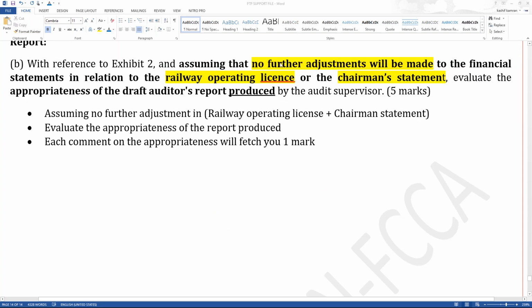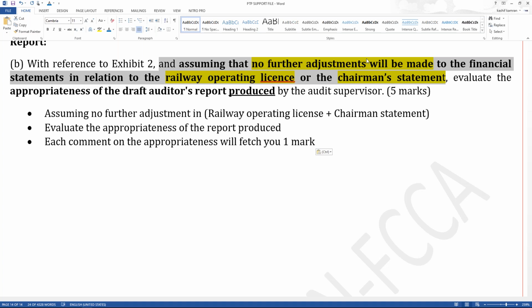Okay, now look at the second part. With reference to Exhibit 2, assuming no further adjustment will be made to the financial statement in relation to the operating license, that means, will the management be giving a disclosure of the going concern problems? Assuming no further adjustment will be made in relation to the operating license or the chairman's statement. So will the management be rectifying the chairman's statement? So does that mean management is reluctant to give a disclosure of the going concern problem? And does that mean that the management is reluctant to rectify the chairman's statement? Right?